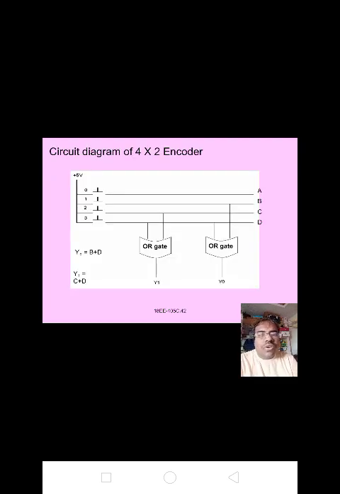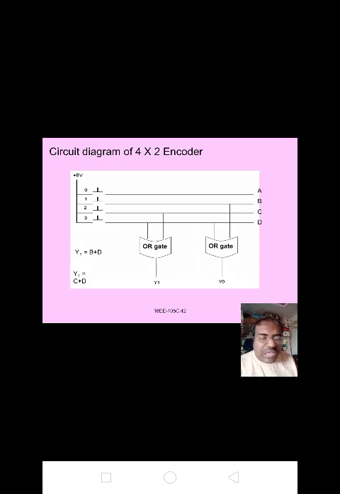Circuit diagram of 4x2 encoder. Here, please make a note of it. The circuit diagram of 4x2 encoder. Please draw the diagram in your notebook. I am also drawing the diagram.